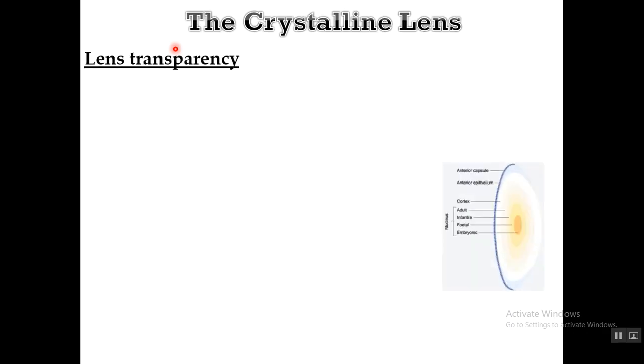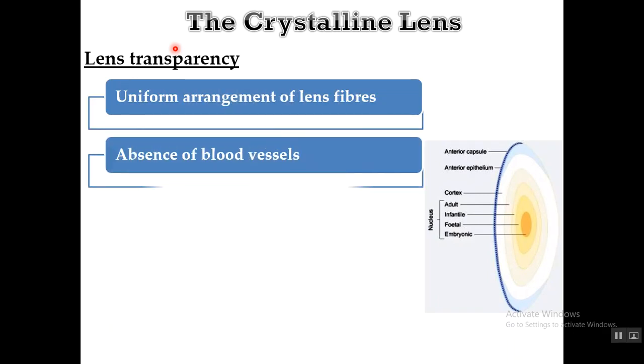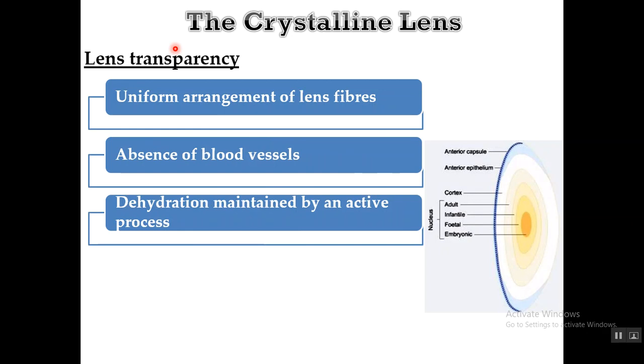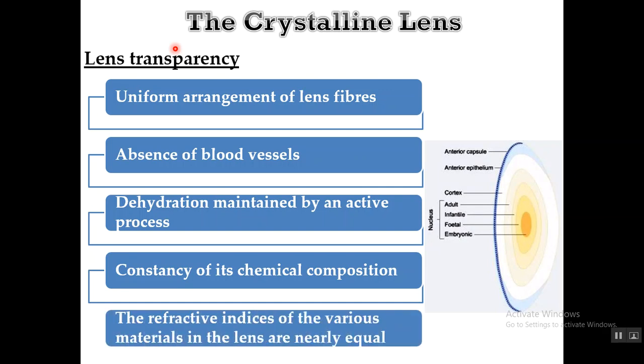What is the cause for its transparency? Like the cornea: uniform arrangement of the lens fibers, absence of blood vessels, dehydration by active process, consistency of the chemical composition of its protein content, and also the refractive index of these layers or materials is the same. These are the causes for the transparency of the lens.